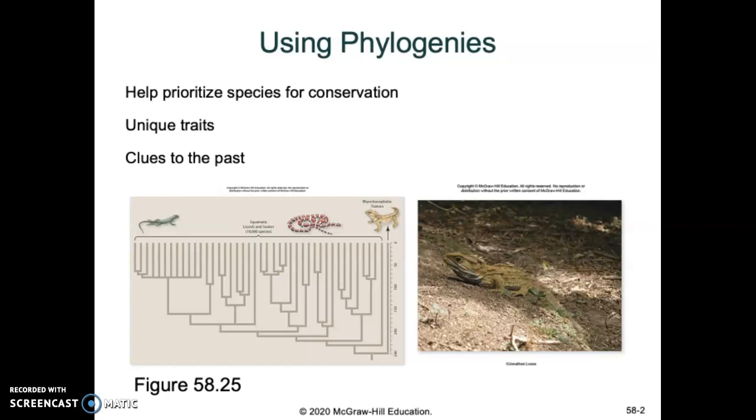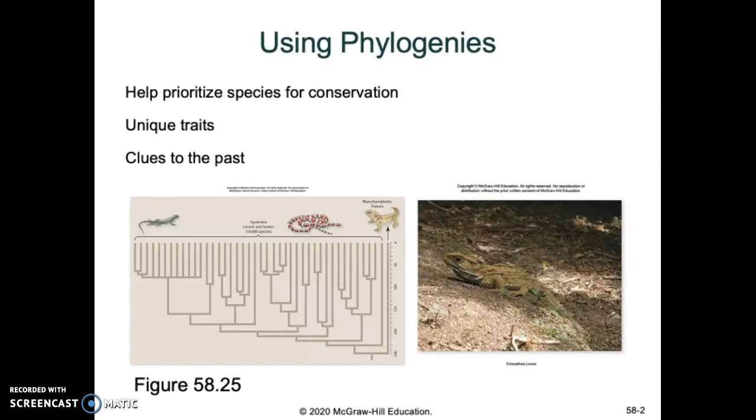So the trees help us understand relationships, relatedness between species. So it helps us with prioritizing conservation. Which species are of most concern? Which species have unique traits? And what are the evolutionary connections? So we use that when we deal with conservation. What species are related to which ones? How do these things connect? That helps us make certain decisions in conservation.